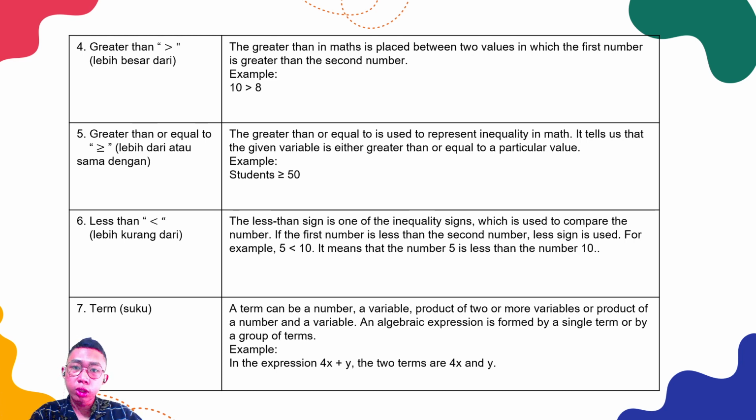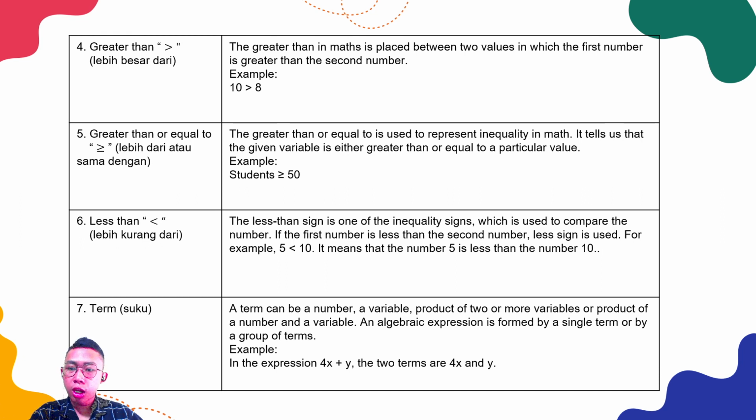Greater than or equal to is used to represent an inequality in math. It tells us that a given variable is either greater than or equal to a particular value. Example: students greater than or equal to 50. Less than. The less than sign is one of the inequality signs, which is used to compare numbers. If the first number is less than the second number, the less than sign is used. For example, 5 is less than 10. It means the number 5 is less than the number 10.